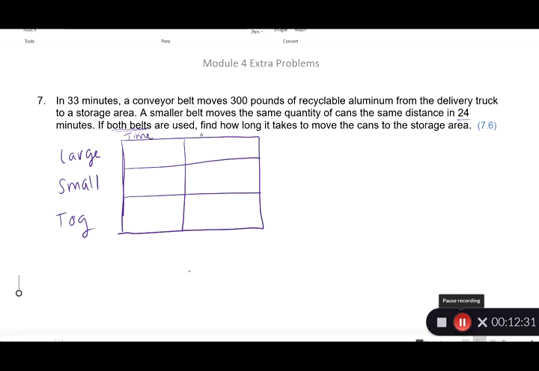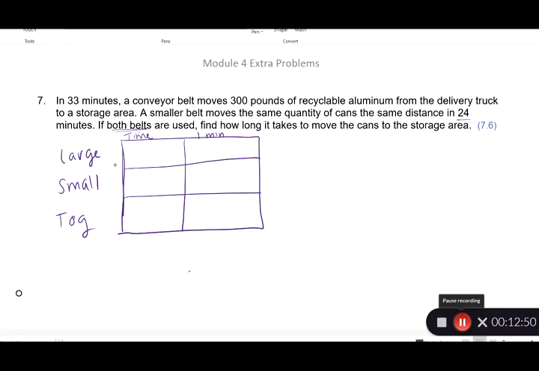So what we're going to do is in 1 minute. And this could really be any amount of time. Like you could do 1 hour if you were talking about hours. You could do 2 minutes if you want. But 1 is the easiest because you're making a fraction. You're saying in 1 minute, what percentage of the work would be done? What fraction of the work would be done?